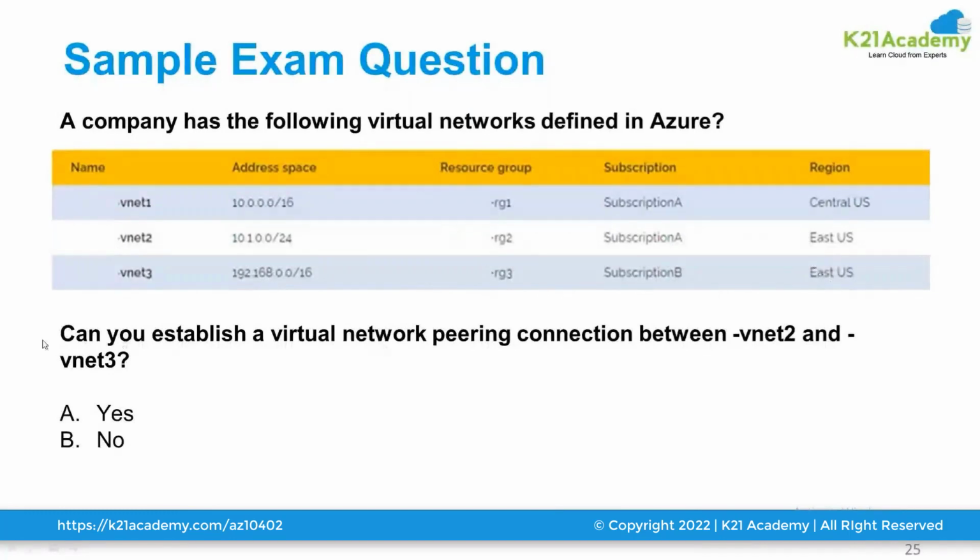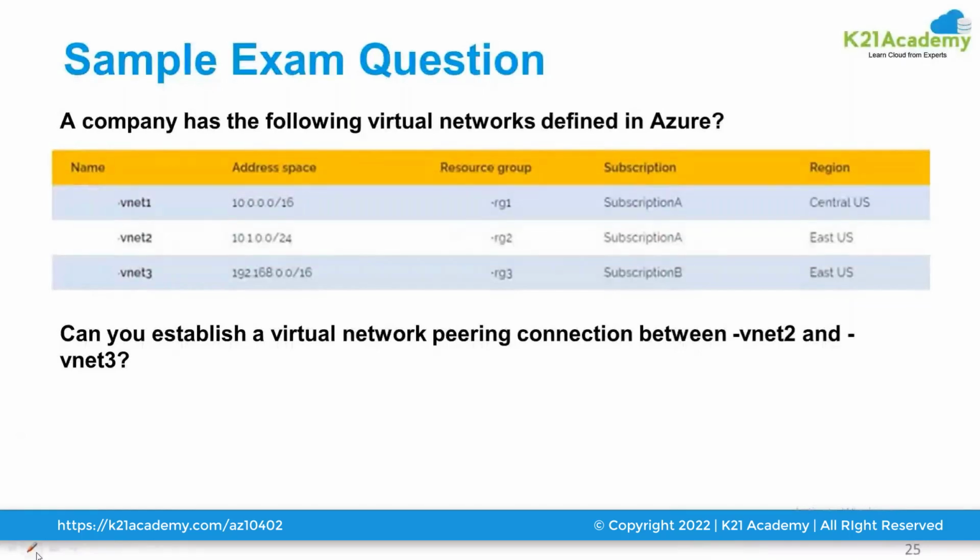Now can you establish a virtual network peering between VNet 2 and VNet 3? Will it happen or not? The actual answer is basically the connectivity will happen between VNet 2 and VNet 3. Whether or not they are in same subscription, that doesn't matter, right? They are having what I just discussed before with you guys.